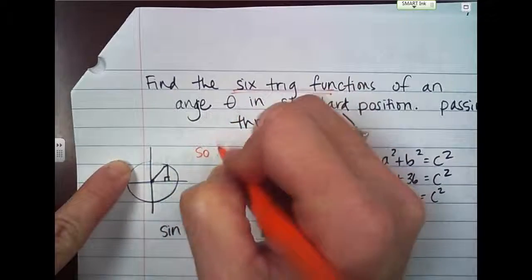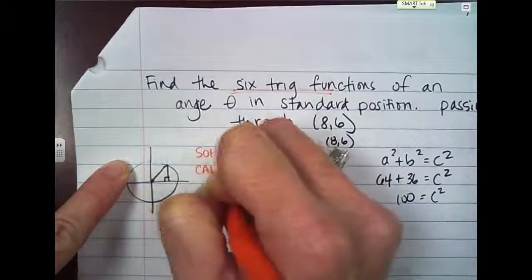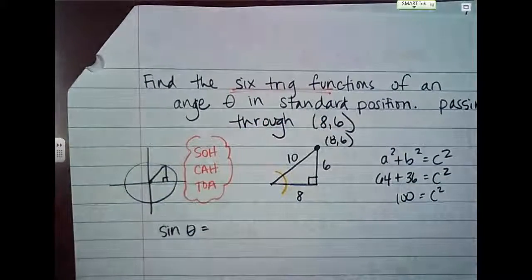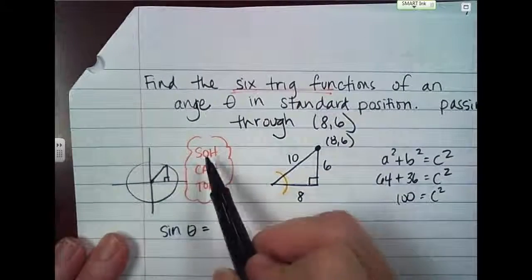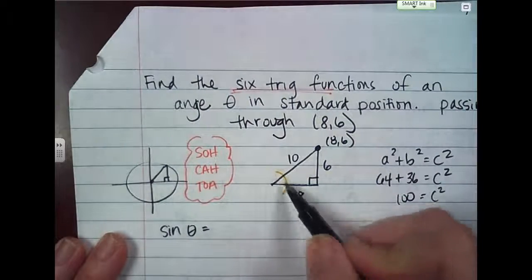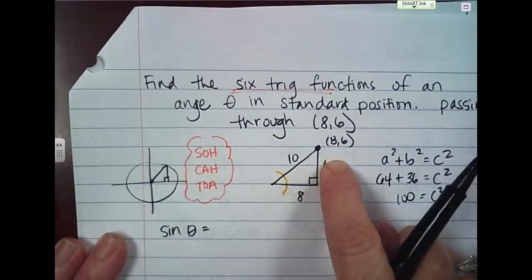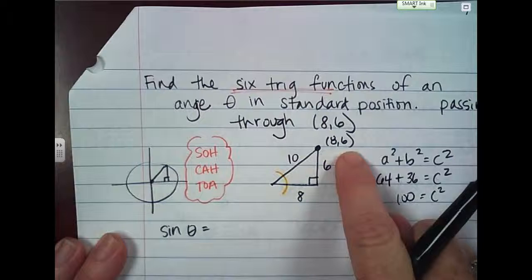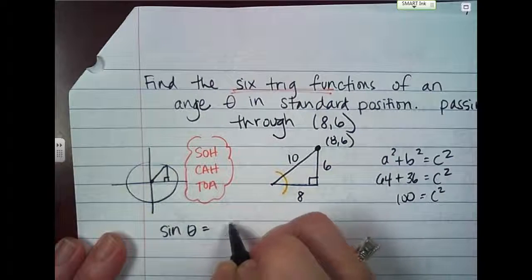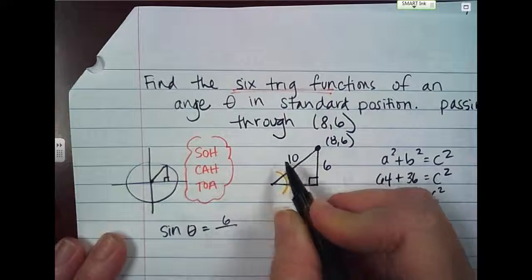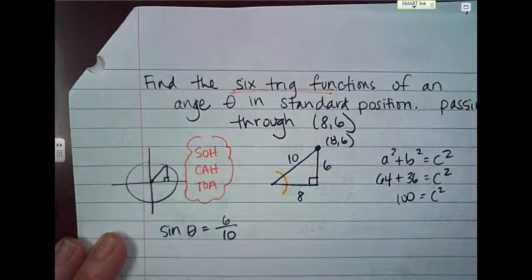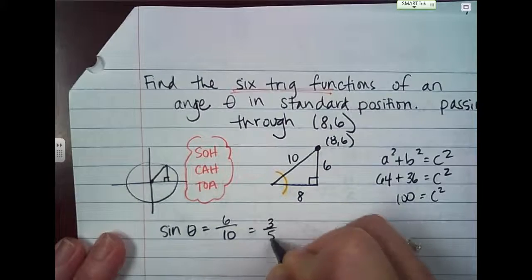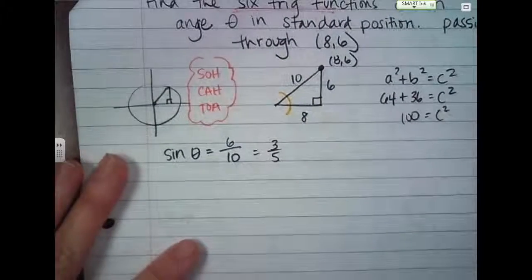So sine is OH. So of the yellow angle, opposite, you can draw yourself a line, opposite that angle is what number? 6. Okay, and the hypotenuse is what number? 10. So if you reduce that, you end up with 3/5. So sine of theta is 3/5. Should be writing it down.